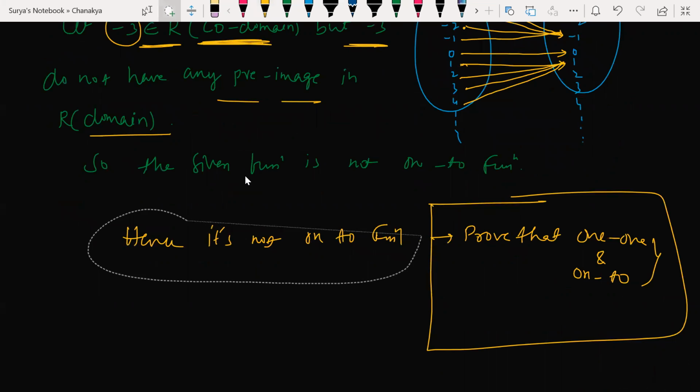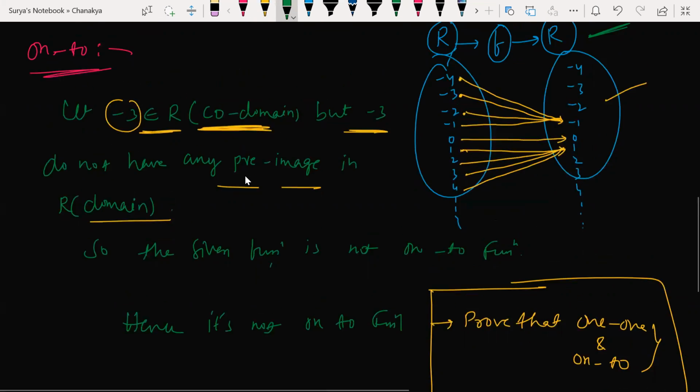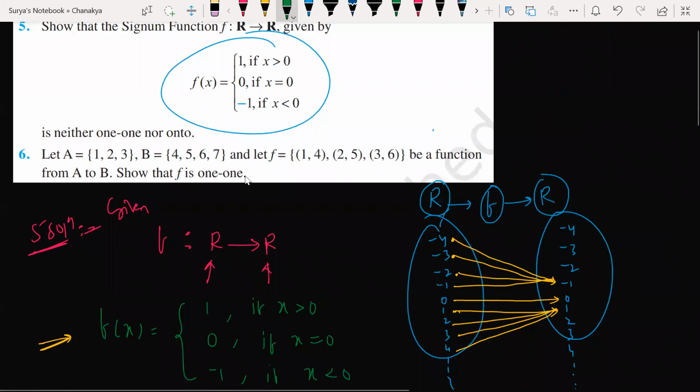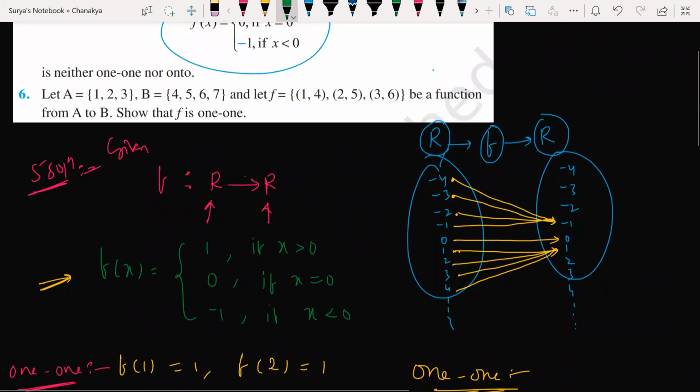Very simple question. Hence proved. If you want to write, you can write. Now have a look at the 6th question. Set A is given, set B is given, and a function from A to B is given. Show that it is a one-one function.